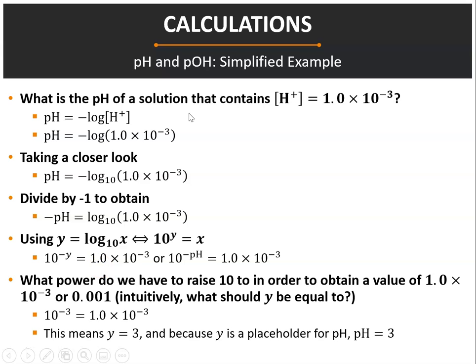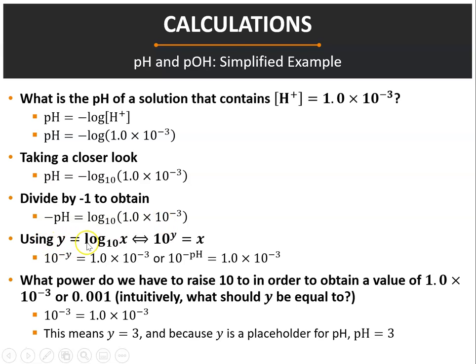Now that we have an understanding of pH, let's see this in action. For a very simplified example, let's say we have a solution where the proton concentration is equal to 1.0 times 10 to the negative 3. Using this, we can plug this value into our formula and see that the pH of the solution is equal to the negative log base 10 of 1.0 times 10 to the negative 3. If we divide both sides of this by negative 1, we get the negative pH value is equal to the log base 10 of 1 times 10 to the negative 3.